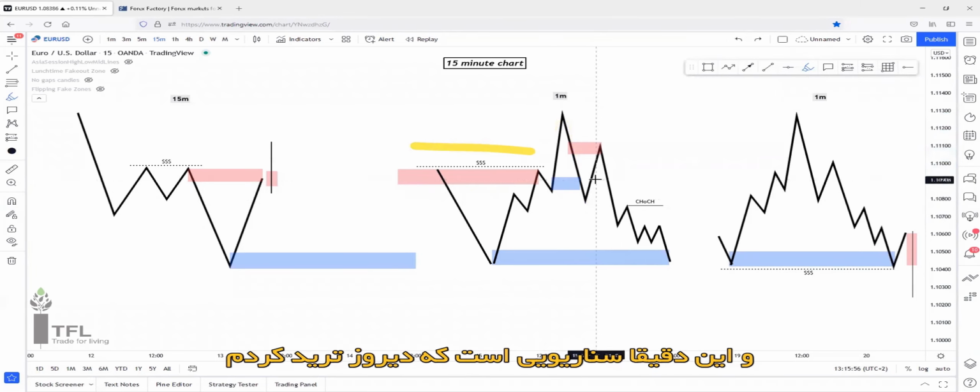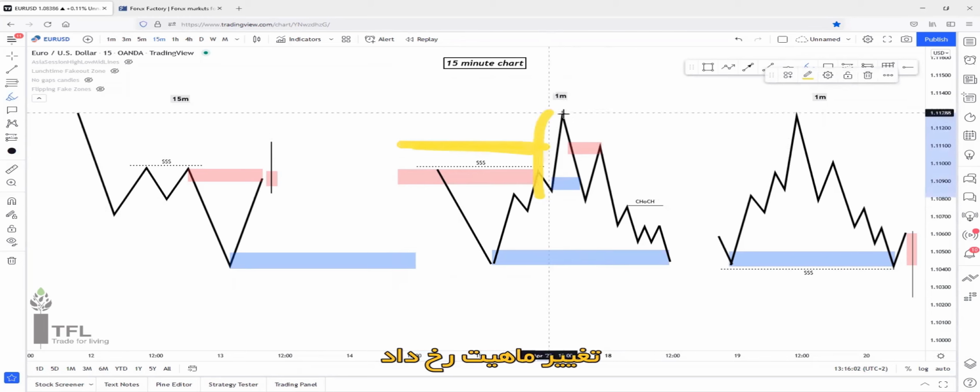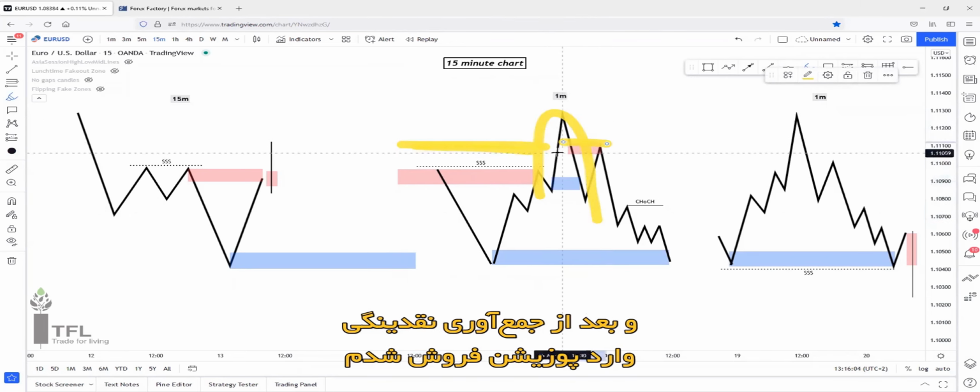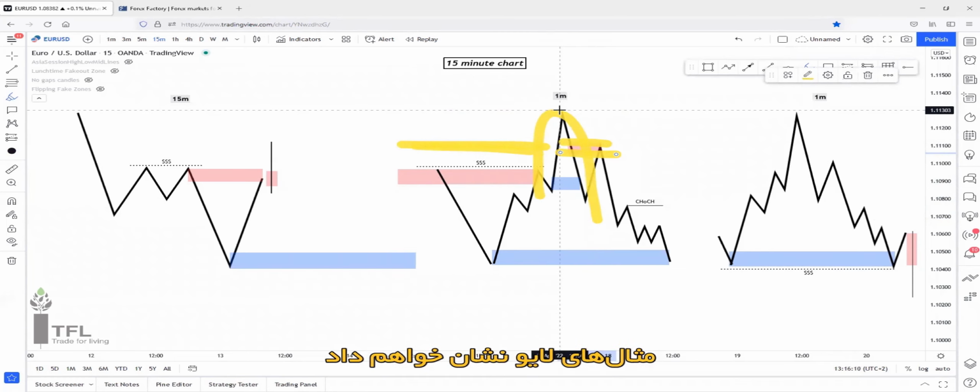And this is exactly the scenario that I just took and executed yesterday. Liquidity has been swept to the upside. Change of character has happened after a liquidity sweep. I went on a short position. This is the exact same textbook scenario like yesterday's trade. I will show you the live example, but there's a case study about it.